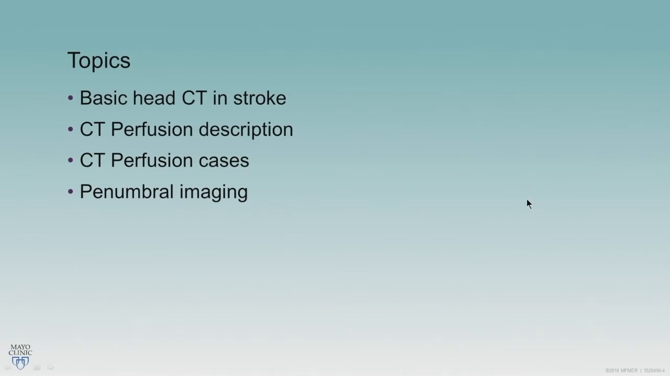So what I'd like to do is start with a review of basic head CT and stroke, and this will be considerably more important as we move through the lecture and we get to penumbral imaging. I'll talk about CT perfusion in a more detailed fashion because as we approach penumbral imaging, having an idea of what these parameters actually mean will help us to identify problems that we have in processing and what you're actually seeing. Then we'll do some cases, and then we'll talk basic perfusion cases, and then we'll move into penumbral imaging and how that can affect your practice.